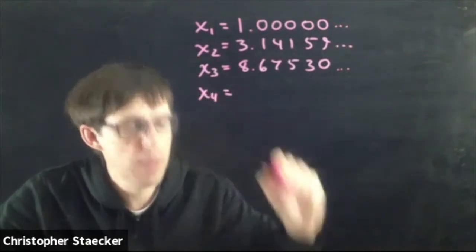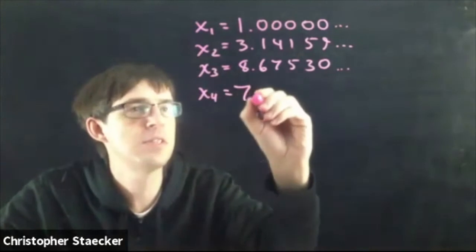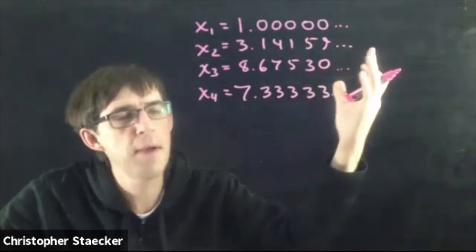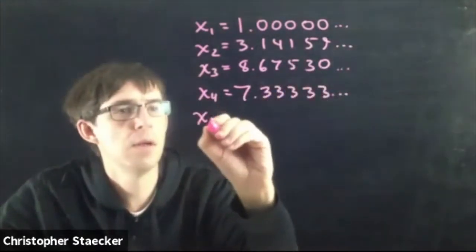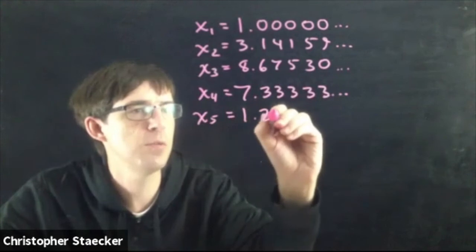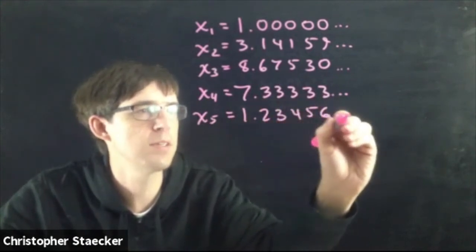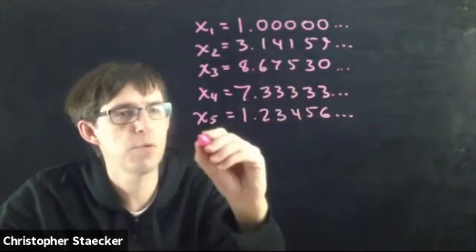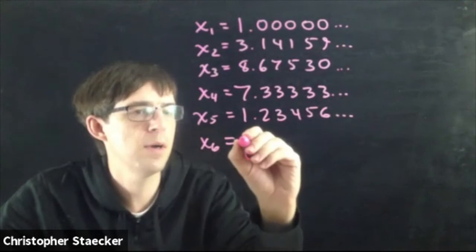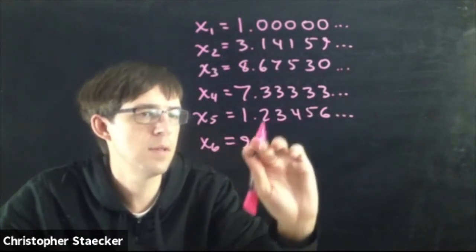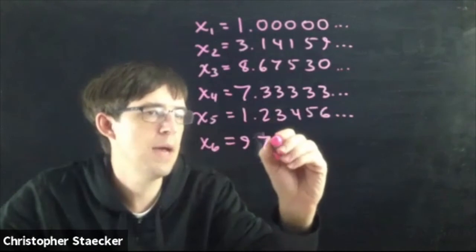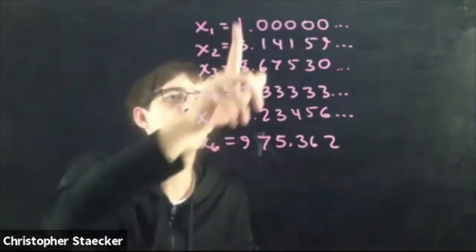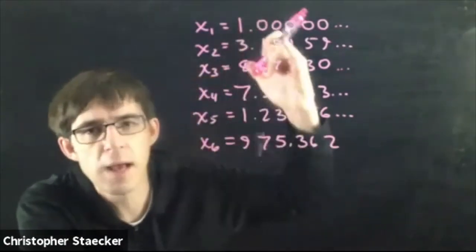Let's say the next one is, how about 7 1/3 maybe, right? Some of these could be irrational, some could be rational. It doesn't matter what it is. Maybe this one is 1.23456. The decimal point doesn't always go here. Of course, for most real numbers, the decimal point won't go there. Maybe we have 97, how about 975.362. You can put the decimal points wherever you want. I want to write them down though so that the digits are all kind of lined up in this way.